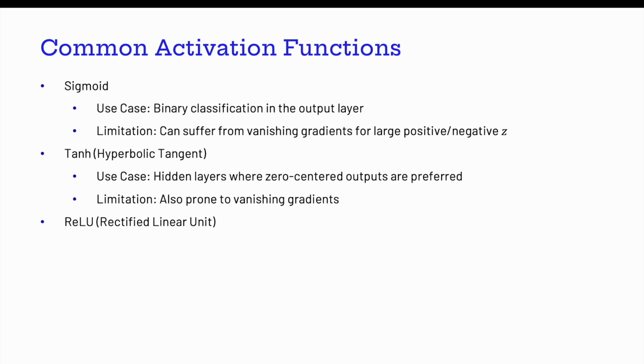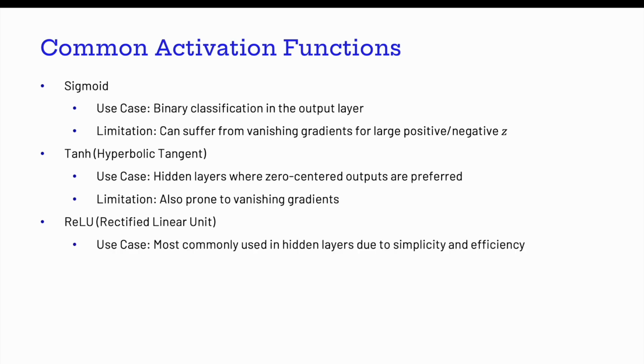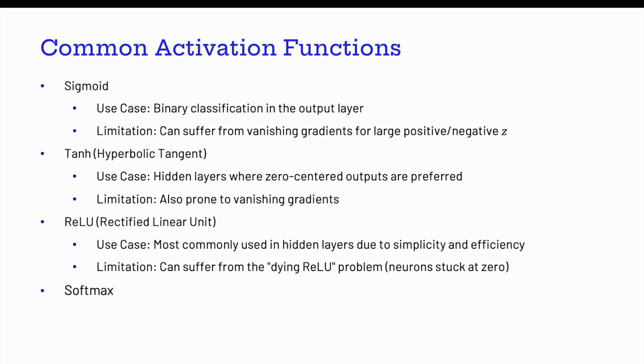Then we have ReLU, which is rectified linear unit. It ranges from 0 to infinity, and the use case is mostly commonly used in hidden layers due to simplicity and efficiency. The limitation of this is it can suffer from the dying ReLU problem, where neurons are stuck at 0. Then we have softmax. Softmax produces probabilities summing to 1, and the use case for this is multi-class classification in the output layer. Now, how do you choose which activation function you want?